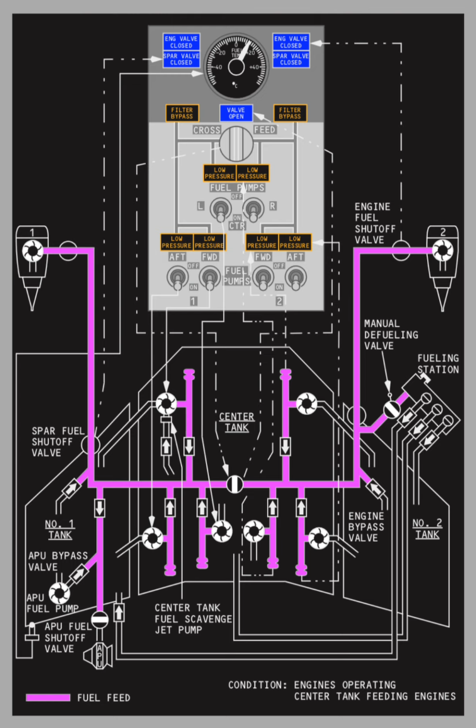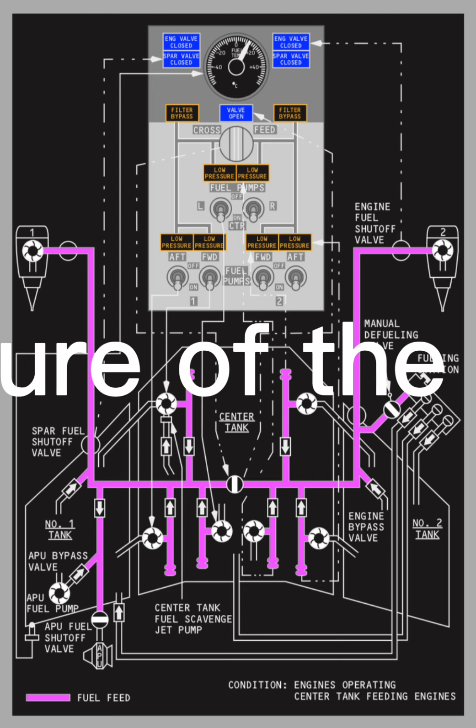What are a few types of fuel cells? Bladder cells, integral cells, integral tanks, welded or riveted tanks. How is the weight of a bladder-type cell supported? Structure of the cavity.